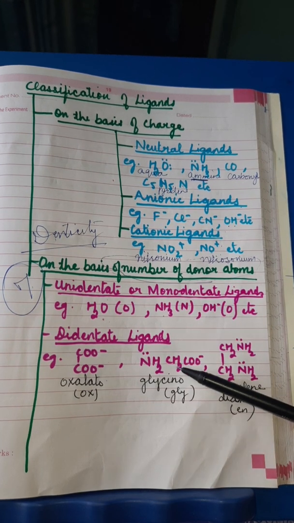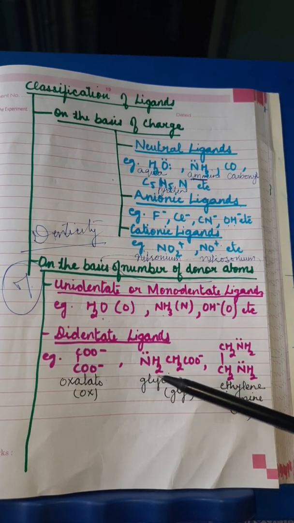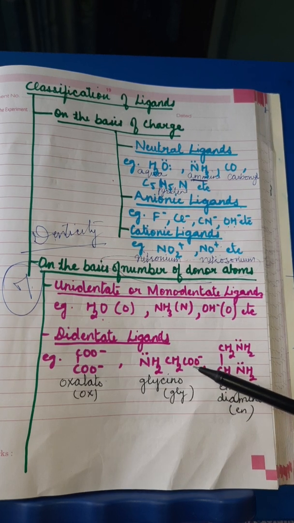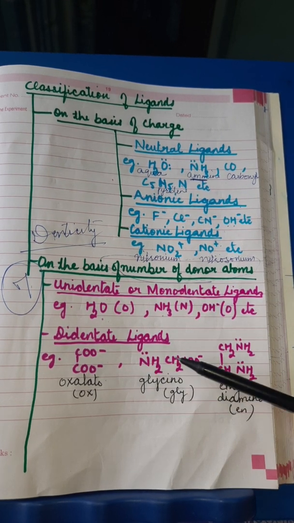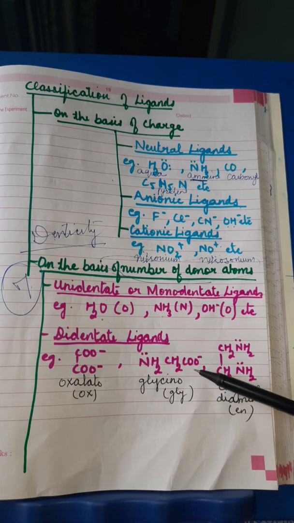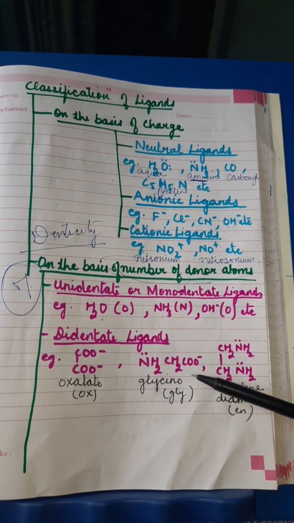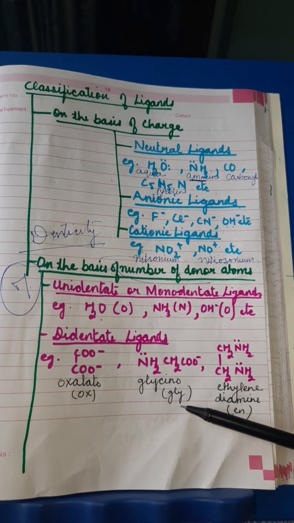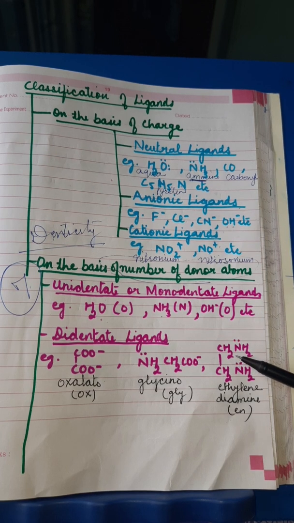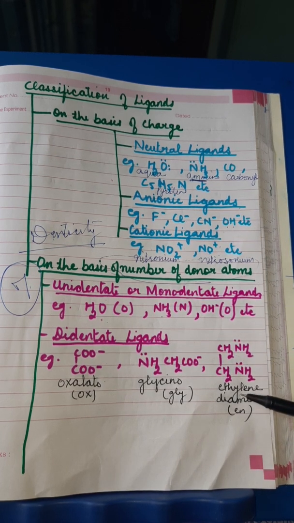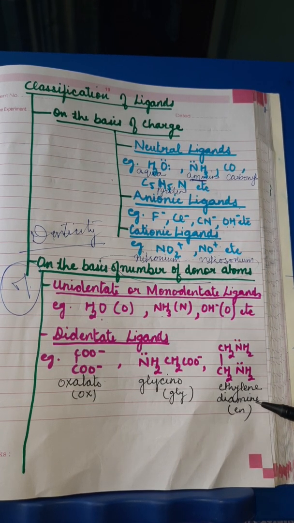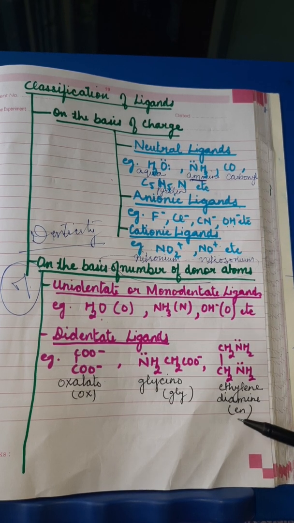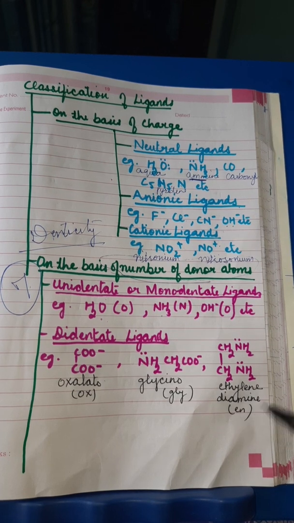The second example, which I have written here, is glycinate ion in general. NH2CH2COO minus in general is known as glycinate ion. But when it is used as ligand, it is known as glycino. In short, we can write it as GLY. Third example is ethylene diamine, its name in general as well as ligand. In short, we can write it as EN.